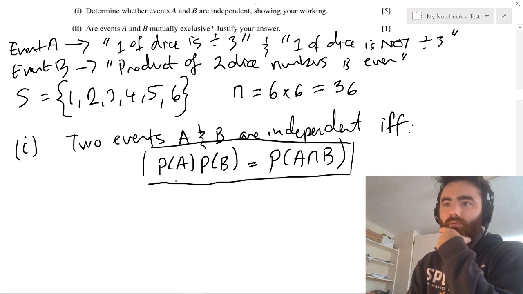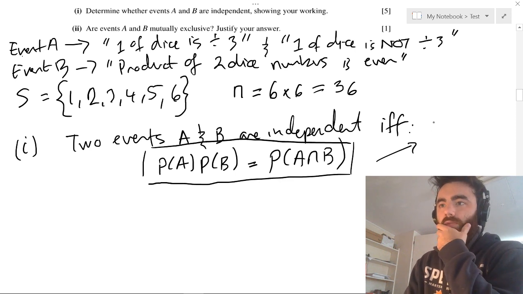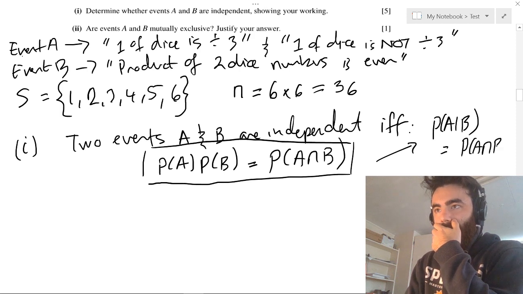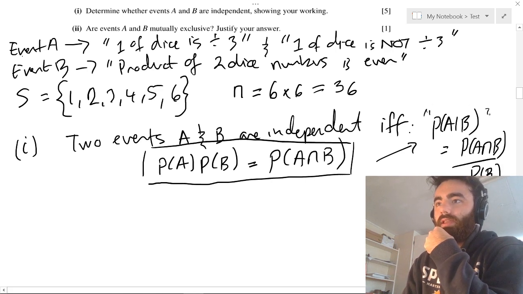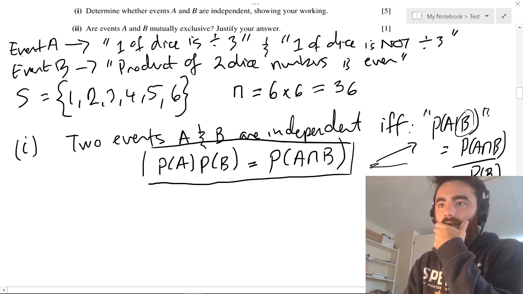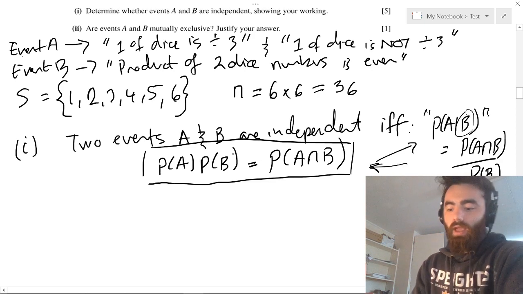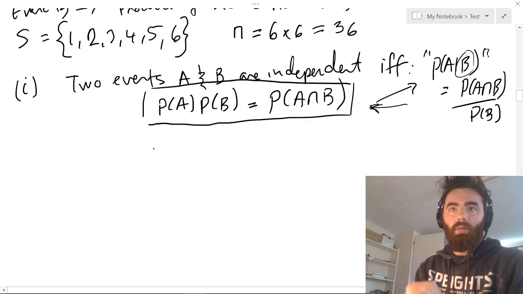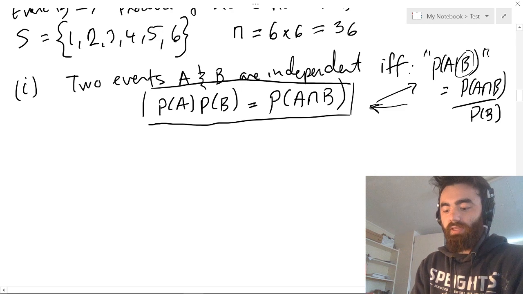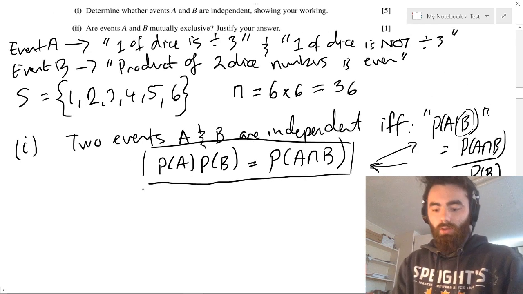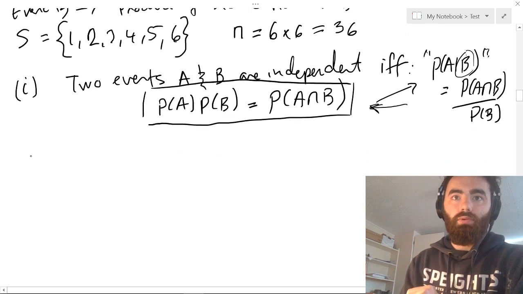And this equation comes from conditional probability, and you can get some intuition there. The conditional probability is this equation, over the probability of B, I'm pretty sure that's what it is. This means: what is the probability of A given that B occurs? The intuition behind the independence formula comes from this conditional probability, and you can look that up and try to understand it yourself. But anyway, in order to prove these two events are independent, we need to show this equation is true.